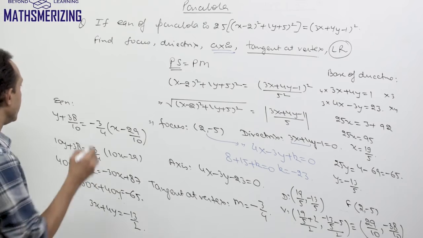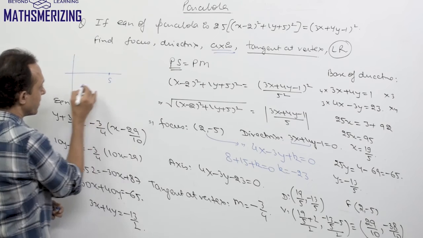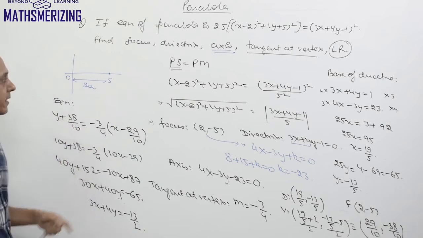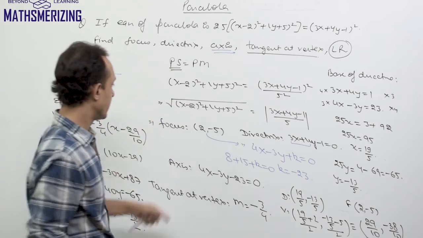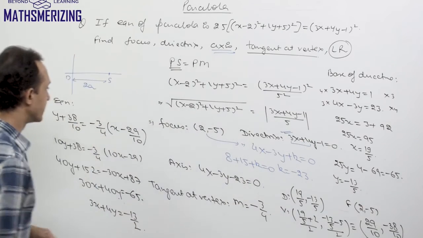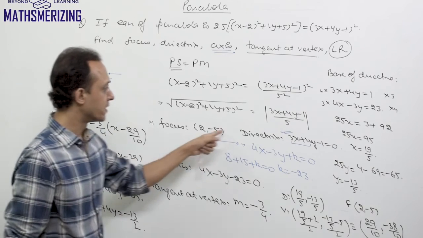So we know that the distance from focus to directrix is simply 2a. So we'll find the distance of the directrix from the focus. So this distance is, so we'll put the value of this point.